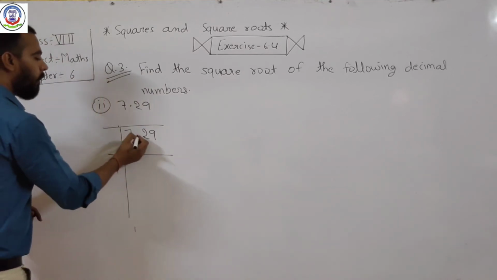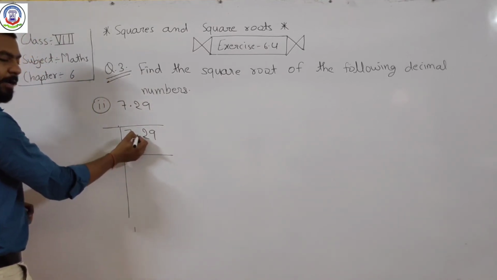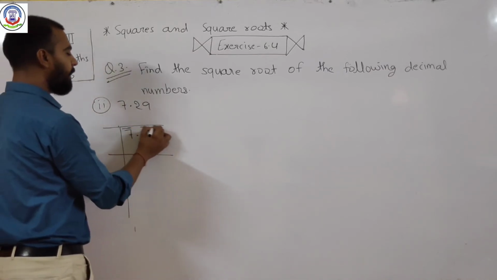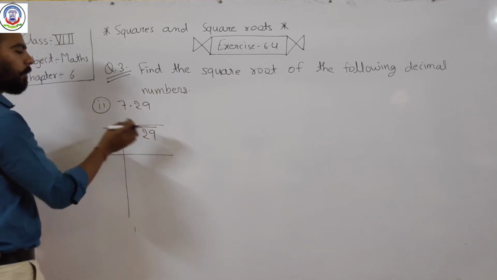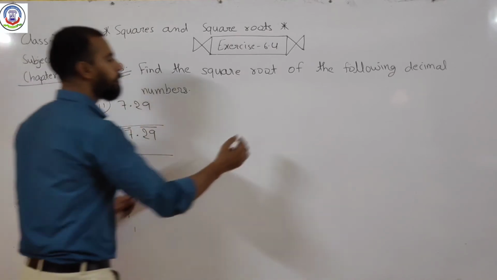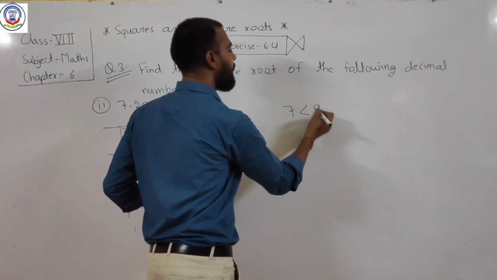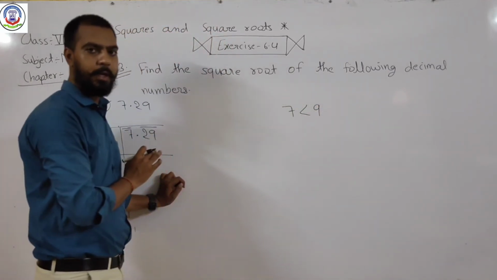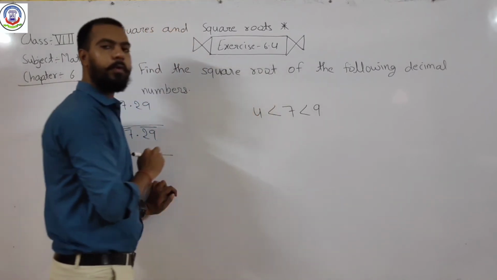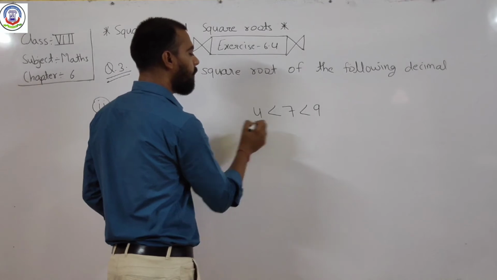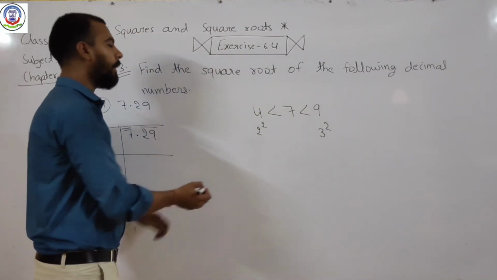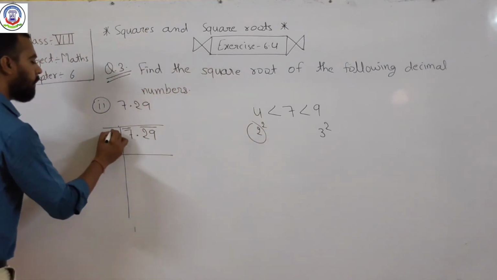Okay, now from the decimal, on the left side we will put a bar, and on the right side of the decimal we have to place a bar on these two digits. So we will take 7 first. 7 is less than 9, which is the square of 3, and greater than 4, which is the square of 2. So we will take 2 here.